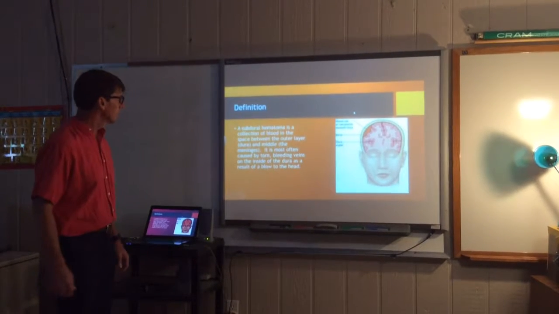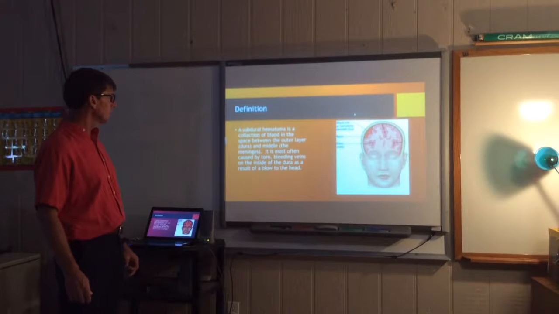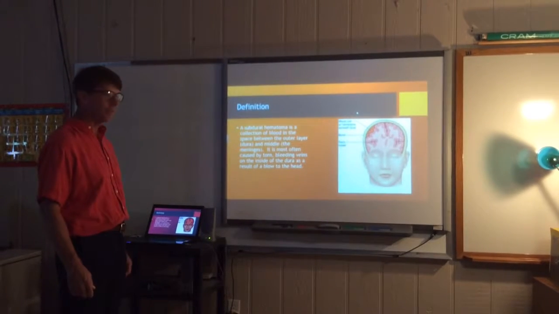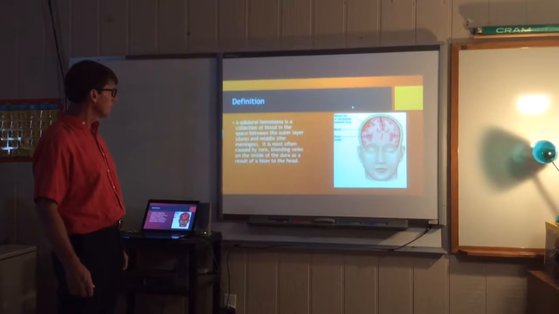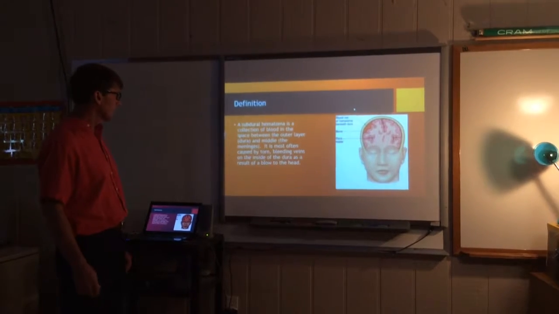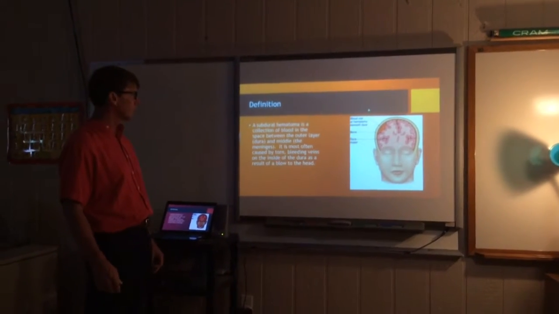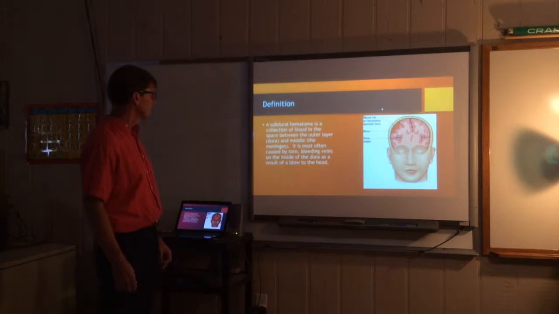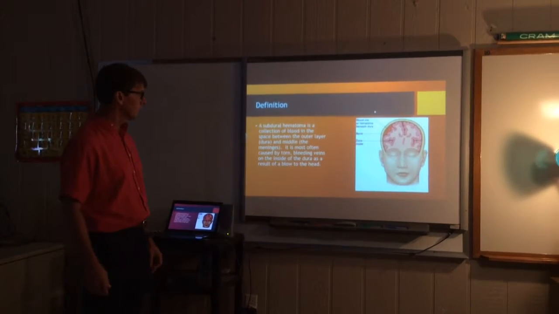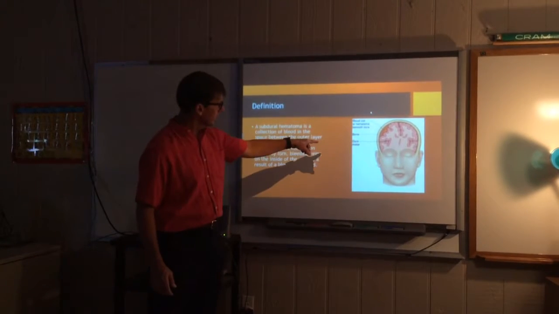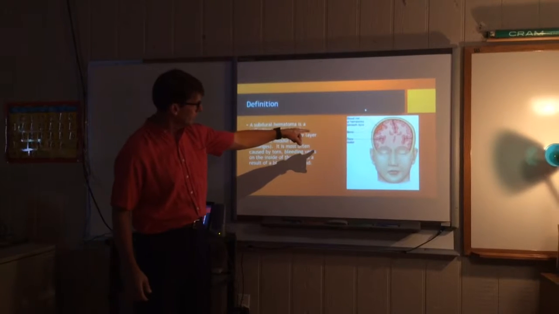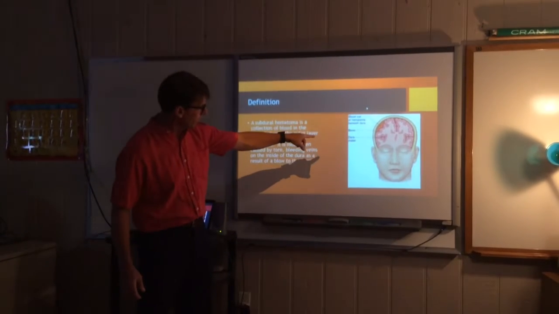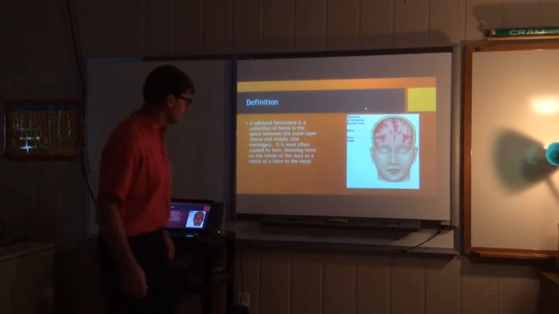Definition. Subdural hematoma is a collection of blood in the space between the outer layer of the dura and the middle of the meninges. It is most often caused by torn, bleeding veins, or the bridging veins on the inside of the dura, as a result of a blow to the head. You can see it's a blood clot or hematoma beneath the dura and the bone, and that's the dura mater.